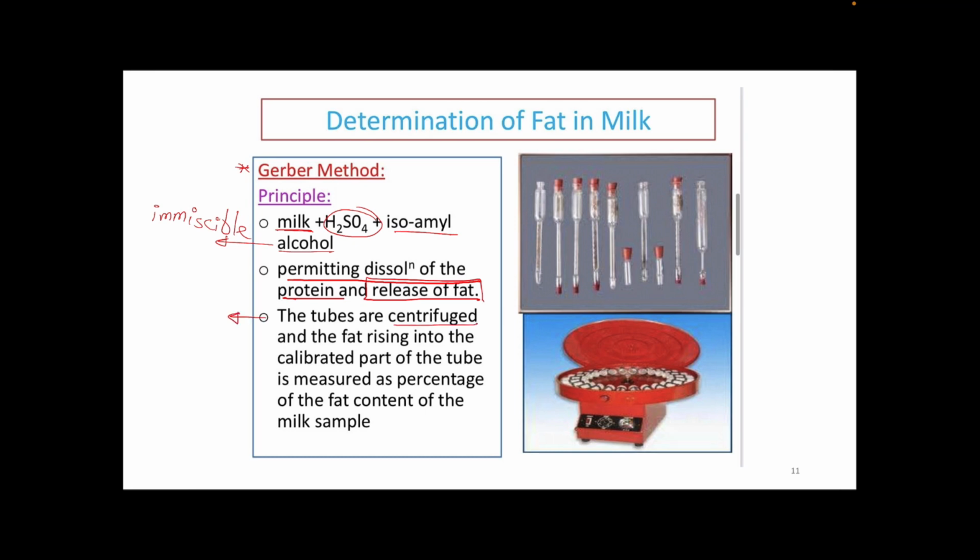Then the samples are centrifuged in a centrifuge and the fat remains and rises into the calibrated part of the used tube. The amount of fat remaining in the tube is taken and weighed to calculate the percentage fat content of milk. So, Gerber's method is based upon the use of sulfuric acid and isoamyl alcohol for dissolution of protein and centrifugation of the mixture. So, the fats remain in the upper part, in the calibrated part of the tube. It can be removed, then weighed to determine the percentage of the fat present in the milk sample.